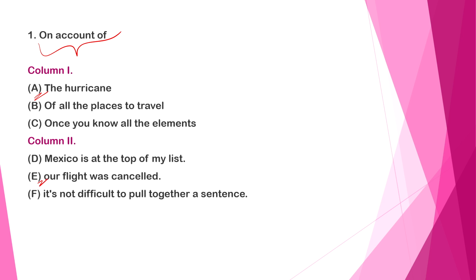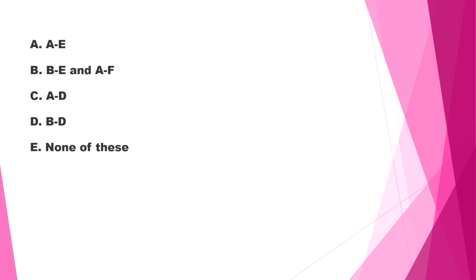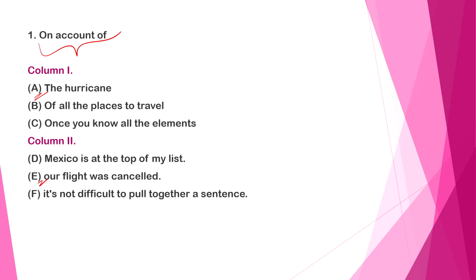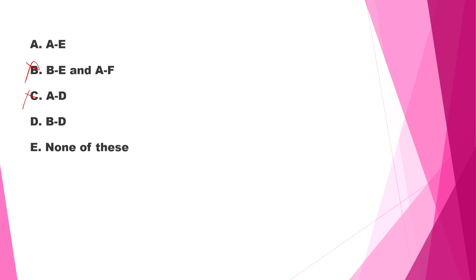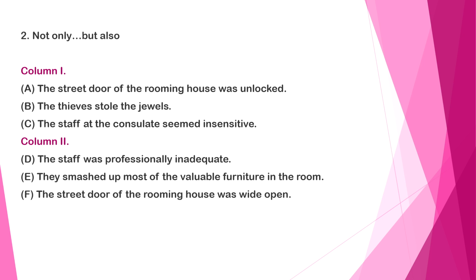Thus, we can rule out options C and B. Now, note this is important that B and D form a pair, but they do not require a connector to connect them. Therefore, clearly option A is the correct answer, that is A and E. So, hence the correct sentence would be: on account of the hurricane our flight got cancelled. So, I hope it is clear. Now, moving on, solve the next one.